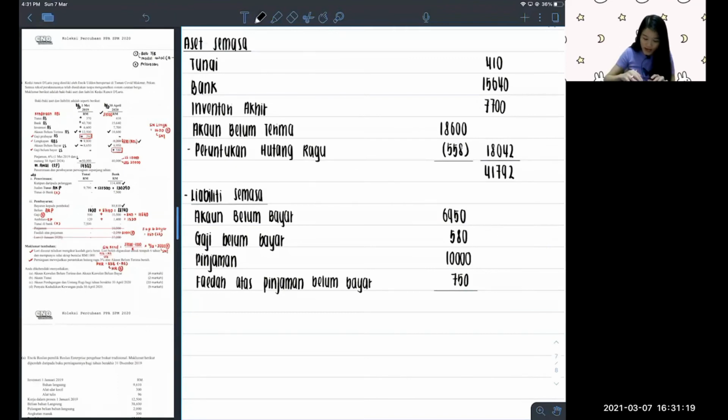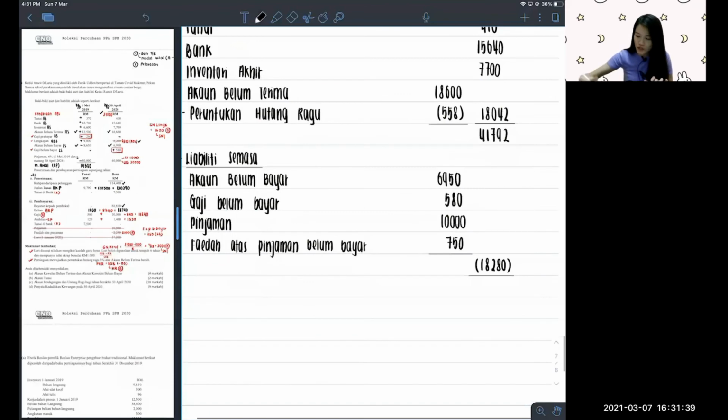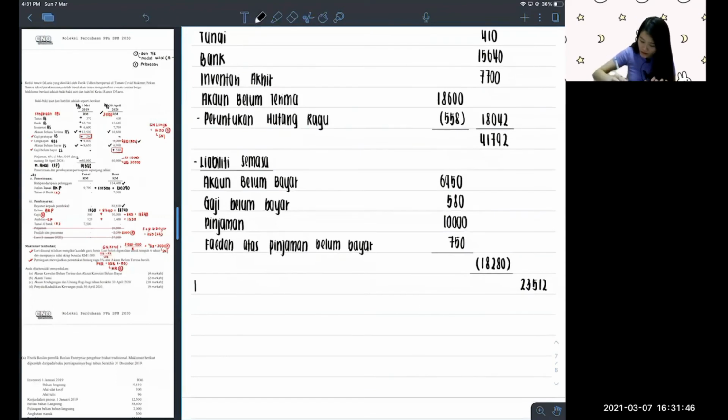So add together these four, yeah? 6,950 plus 580, 10,000 and also 750. So all four together, our liability semasa is equal to 18,280 for you to minus. So 41,792 minus 18,280. Wait, yes, correct. Your modal kerja should be 23,512. So this answer is our modal kerja.